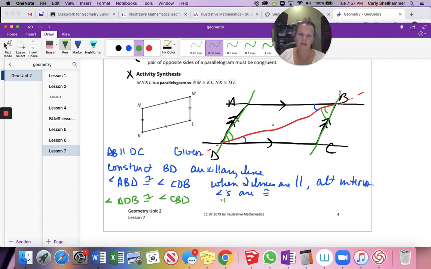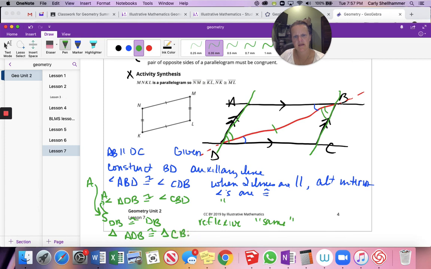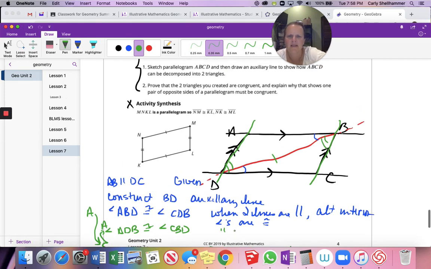So that's cool. And now I can say that those segments are congruent. DB is congruent to DB because reflexive, or the word same. Okay. And now I have angle, side, angle. I can say that triangle ADB is congruent to triangle CBD because angle, side, angle, congruency theorem. Woohoo! We did it. Is that what we were supposed to do?